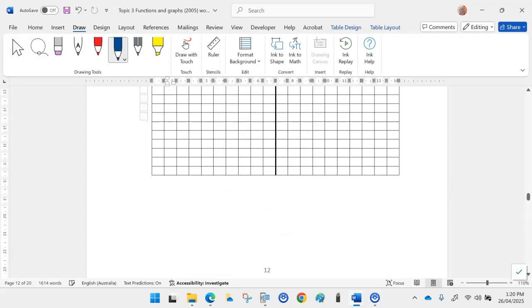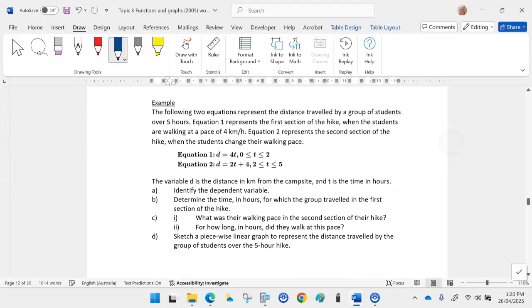All right. Next and last example, we've got this. The following two equations represent the distance travelled by a group of students over 5 hours. Equation 1 represents the first section of the hike when the students are walking at a pace of 4 kilometers per hour. Equation 2 represents the second section of the hike when the students change their walking pace.